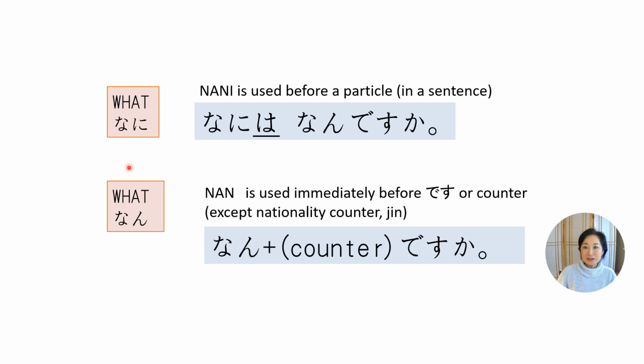So the same question word, what, when it is pronounced as nan, is used immediately before desu, like nan desu ka, or immediately before counters. We have already studied some counters, like the time counter and the school year counter. So let's take a look at those examples first. And there's one exception where this word is still pronounced as nani with a counter. And I'll talk about that too.